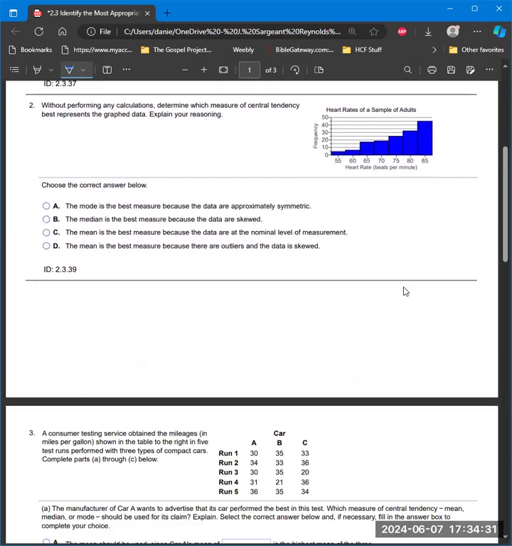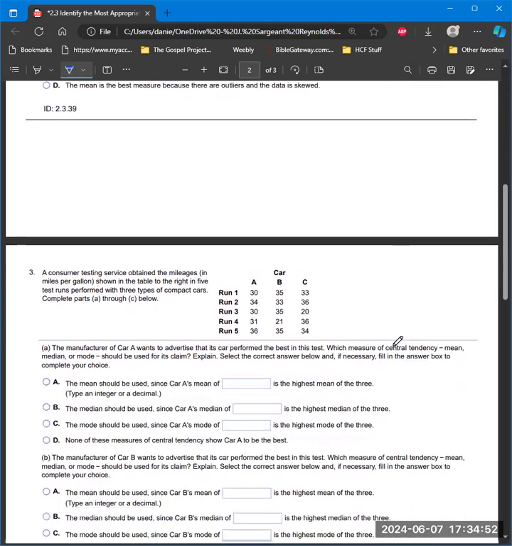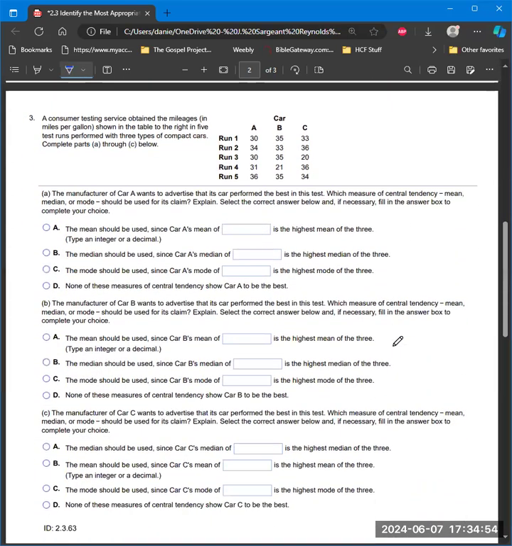Without performing any calculations, determine which measure of central tendency best represents the graphical data. We would say the median is the best representation here because the data are skewed. If the data were normally distributed, then we would want to use the mean for the middle.